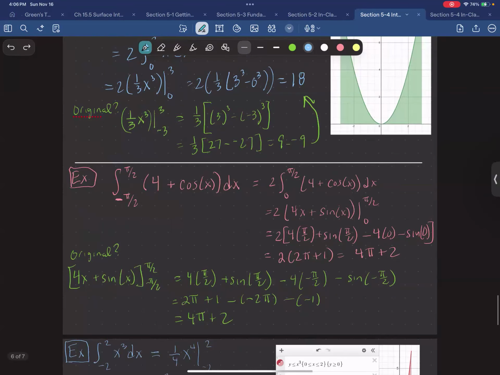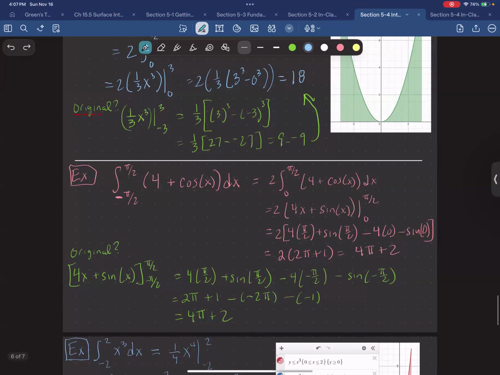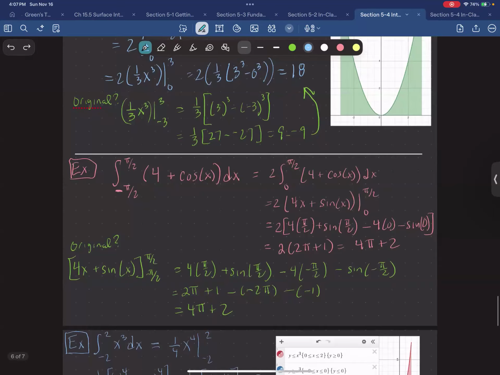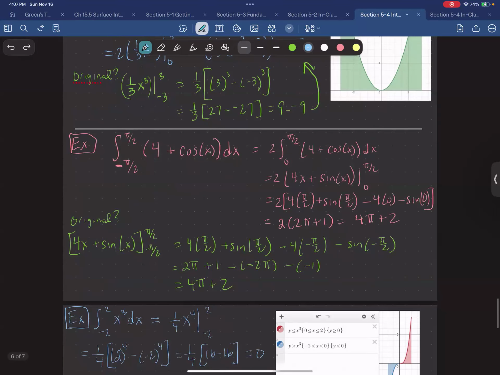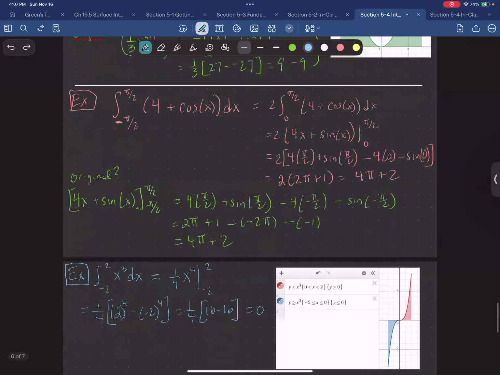Let's take a look at x cubed. We're going to go from negative 2 to 2. If we integrate that, we get 1/4 x to the 4th from negative 2 to 2. I just did the work here. We got 1/4 times 2 to the 4th power minus negative 2 to the 4th power. 16 minus 16 equals 0.